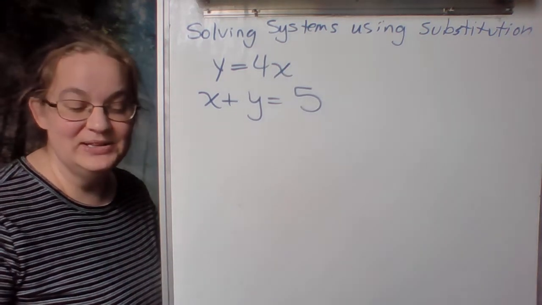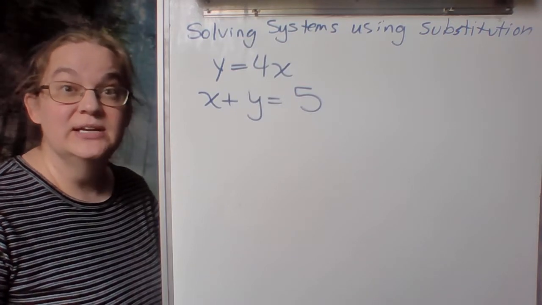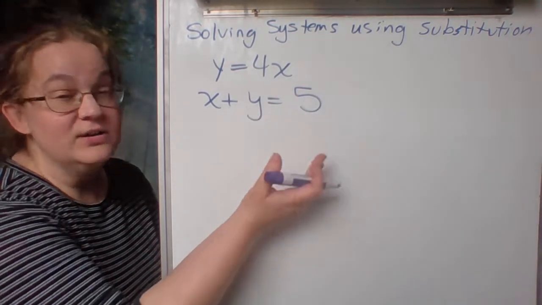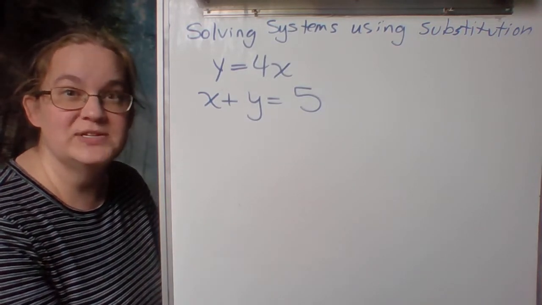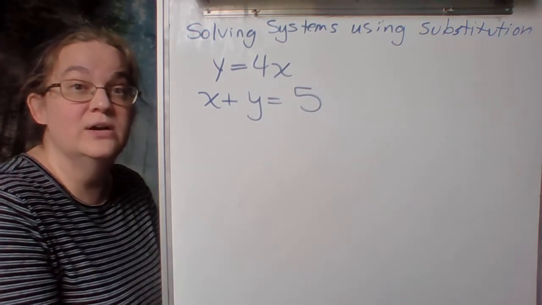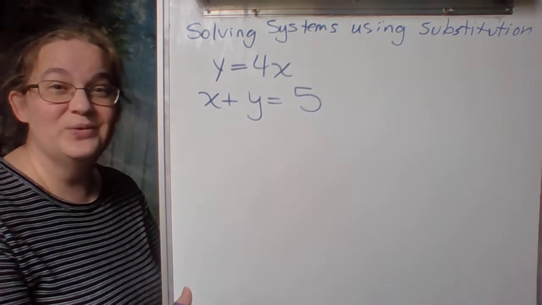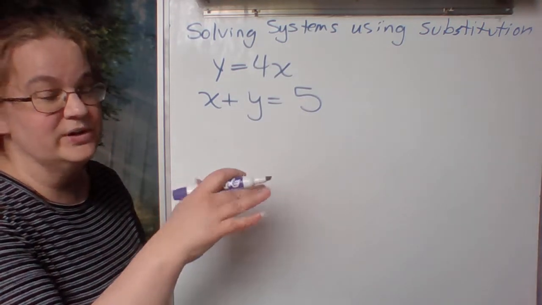Hello, today we're going to be looking at solving systems of equations using substitution. Now, when you're trying to solve an equation, if there are two variables, you can't do it. You have to get rid of one somehow. And so substitution is one of the ways that we can get rid of one of the variables. We figure out what the other one is, and then we can go back and figure out what the one we got rid of was.